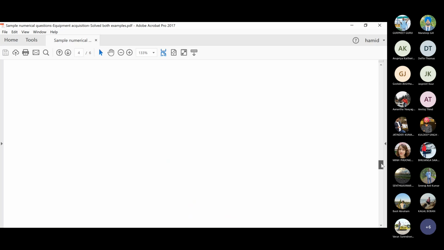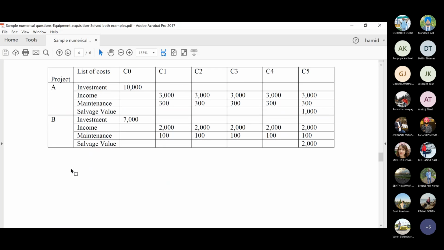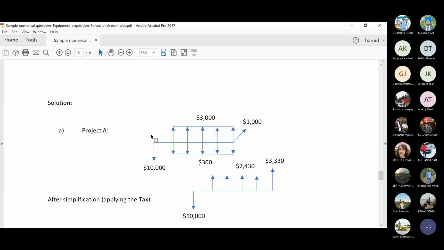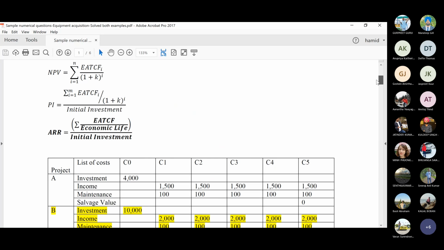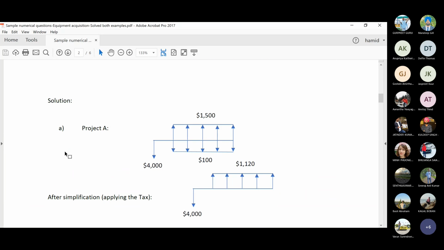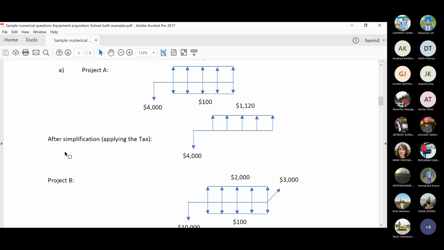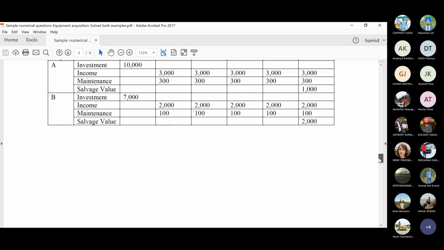Let's review what else we need to consider. It says, what is the cash flow considering 10% tax? So it means that I have to consider the effect of tax as well. When you have tax, you have to deduct 10% out of that. So 10% will be deducted from the income. But you also should be careful about the case here. In a previous example, I explained in detail that when you have tax, which items are taxable and which items are not taxable. So review that video as well.